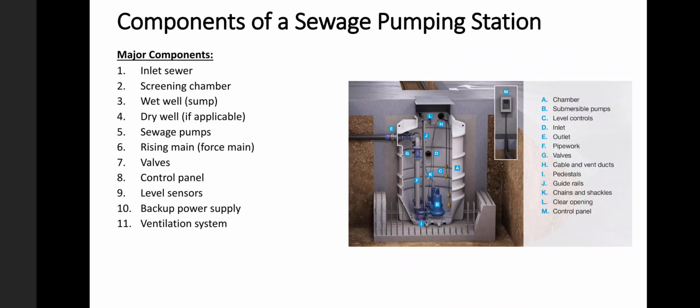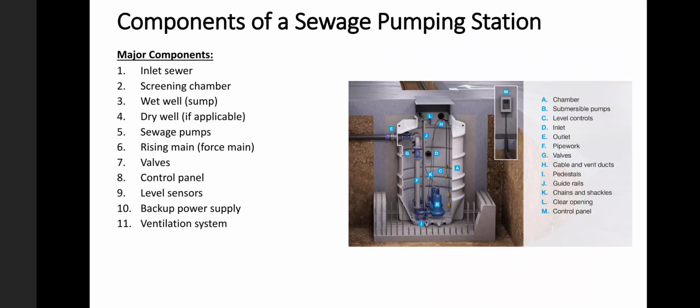So what are the components of a sewage pumping station? We all know that the pumping station primarily requires the pumping unit, that is, high efficiency submersible pumps. Other than that, there are some major components. First is the inlet sewer, where the sewage water is received, and then the screening chamber to stop debris and other floating matter from flowing into the low-lying area, and then the wet well and dry well.